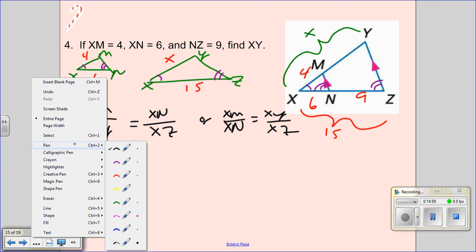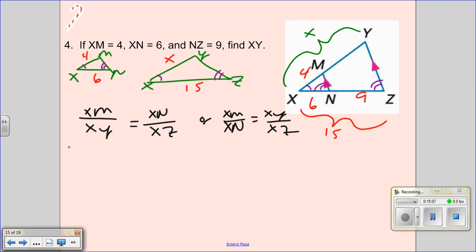So for every situation, there's 4 correct ways of doing this, but I only show you 2. There's no point to show you the rest. Now fill in the information. So that's 4 over x equals 6 over 15, or 4 over 6 is equal to x over 15. Those are your options. And now you should be able to finish and find XY, which is x.